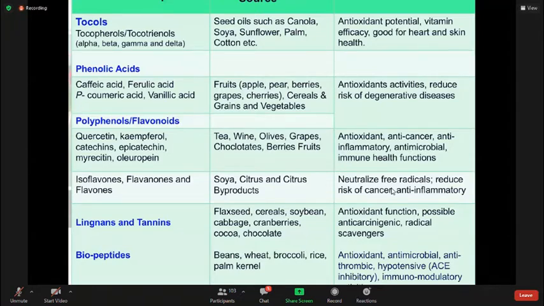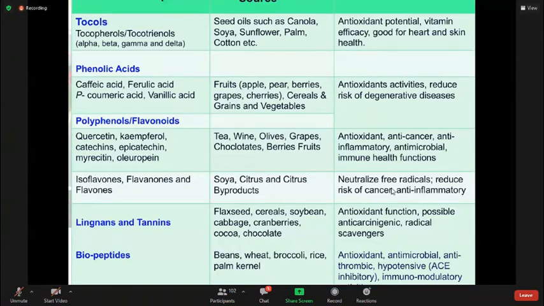Phenolic acids are one of the most important classes of phytochemicals, secondary metabolites, which have multiple biological activities and also have very strong antioxidant activity. Many fruits, especially the fruits from the Rosaceae family, such as apple, pear, berries, small fruits, grapes, cereals, many grains and vegetables are potential sources of different types of phenolic acids. Phenolic acids have antioxidant activities and they can reduce the risk of degenerative diseases.